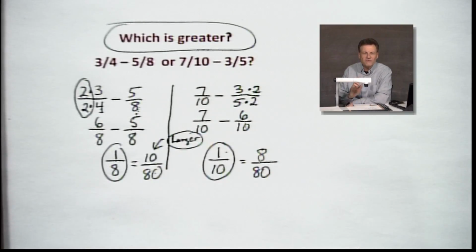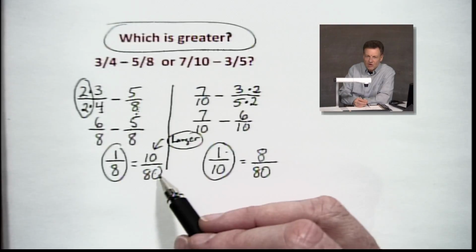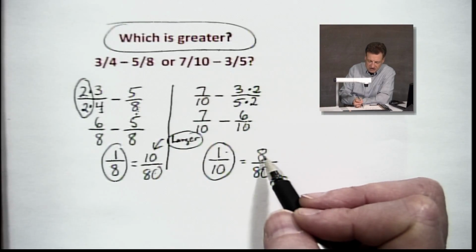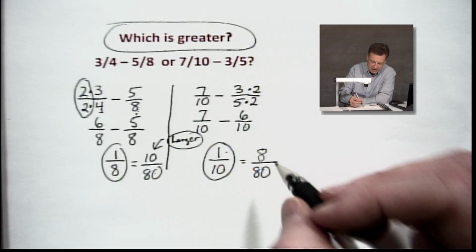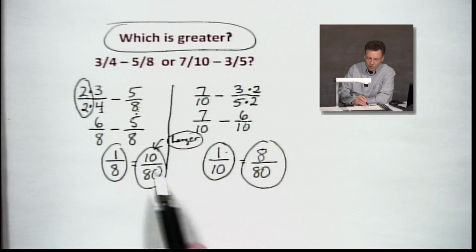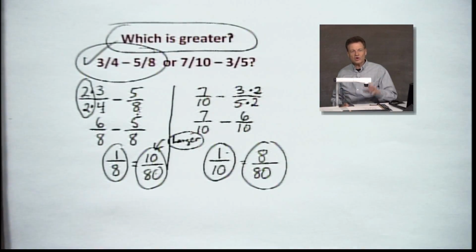Well, let's reduce it to 40ths. We could have done it with 40ths. We could have had 5 over 40 here, and this would be, goodness, what would this be? 4 over 40. So very close. They're very close answers, but when you look at them, this one is 2 more than that one. We have the same denominator of 80. So in answer to the question here, that is your greater.